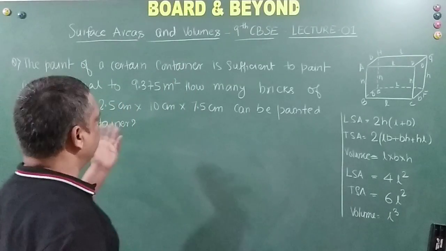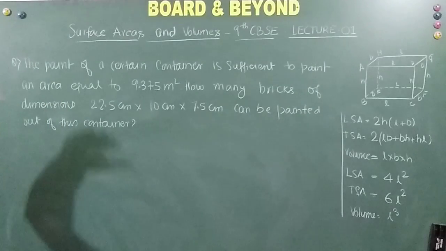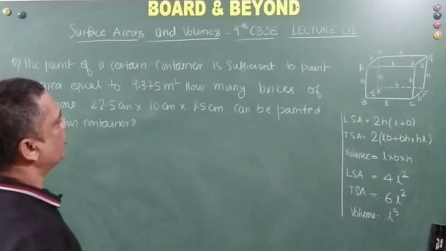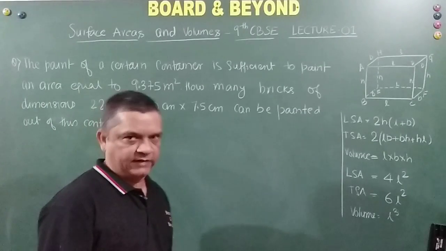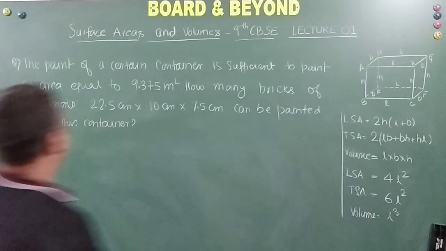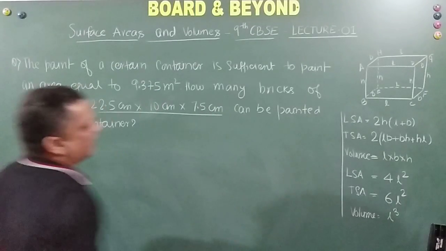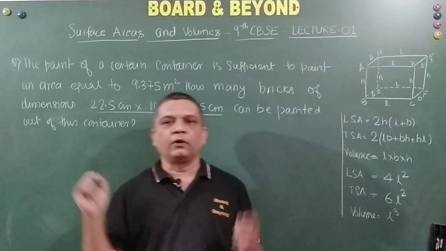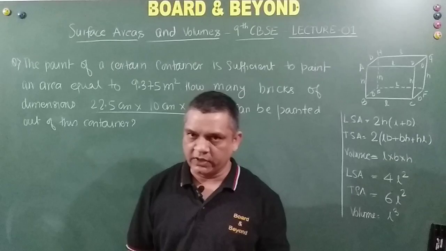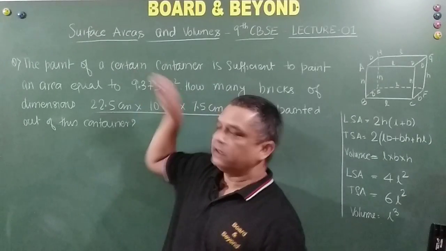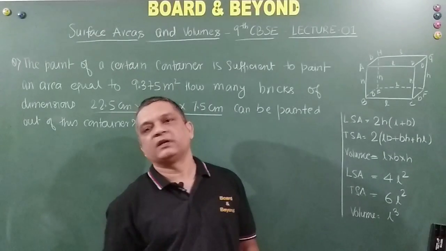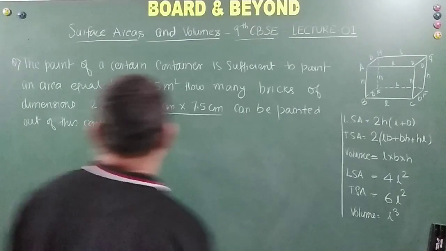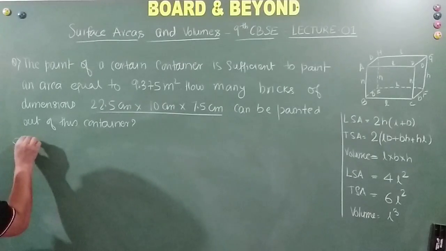Okay, friends, so I have taken down the problem here. The problem says that the paint of a certain container is sufficient to paint an area equal to 9.375 meter square. So how many bricks of this dimension can be painted out of this container? Our approach will be to first find the total surface area of the brick, and then dividing this area by the total surface area of the brick will give me the number of bricks which can be painted, because the paint remains the same. So let's try to solve it.